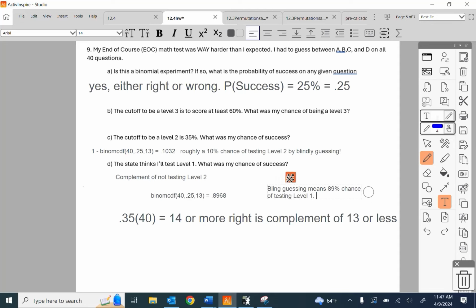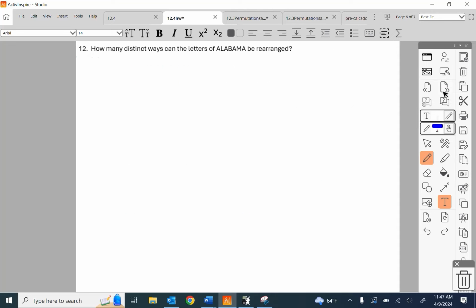Now, there's a lot of kids. That includes the probability of getting nothing right, 1 right, 2 right, 3 right, 4 right. There are a lot of kids where high level 1 is growth. I don't want you testing level 1, but for a couple of y'all, a high level 1 is growth.